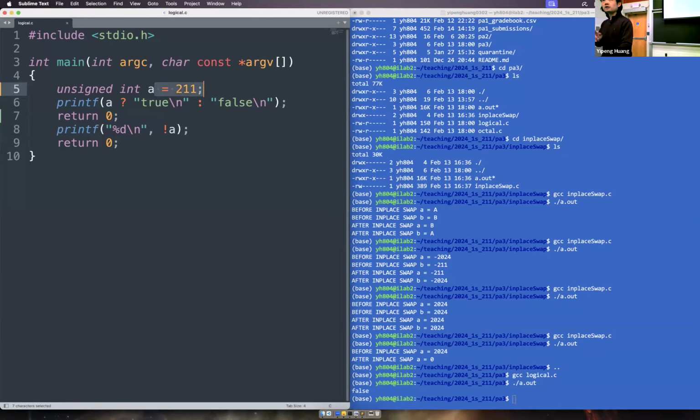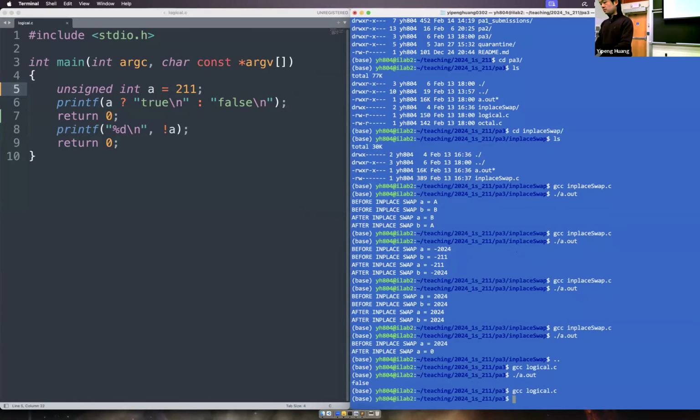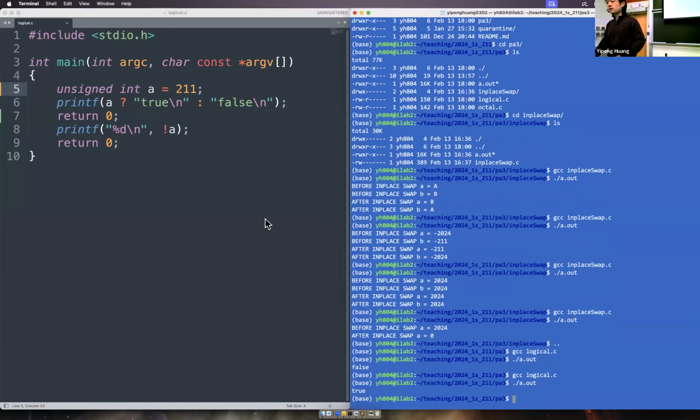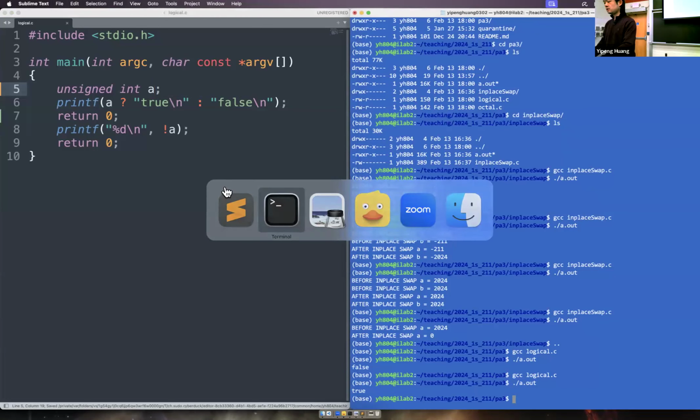Okay, let's get to that later. First, I want to talk about what happens if A is something else. What's the truth value of the number 211? What do you think the program will print now? Just shout it out. So it'll print out true, right? Because 211 is not 0, so this will be evaluated to a truth value of true. What if A is declared but not initialized? Well, let's give it a try.